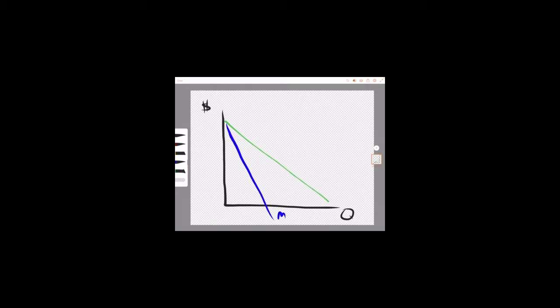So here's the monopolistic competition model. We're going to set this up so that it looks basically like a monopoly model. And here's the demand curve. Here's our marginal revenue curve. And here's our marginal cost curve.